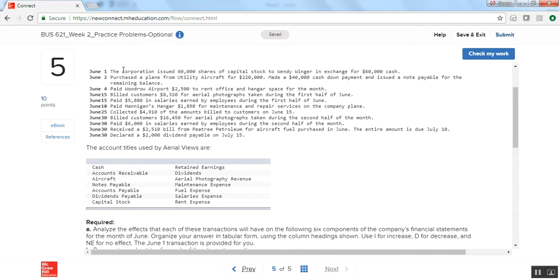So our first entry is the corporation issued 60,000 shares of capital stock to Wendy Winger in exchange for $60,000 in cash. The first step in analyzing a transaction is to figure out what's happening and the accounts that are involved. So here we have 60,000 shares of capital stock in exchange for $60,000 cash. So our two accounts are cash and capital stock. Our cash is going up and our capital stock is going up.